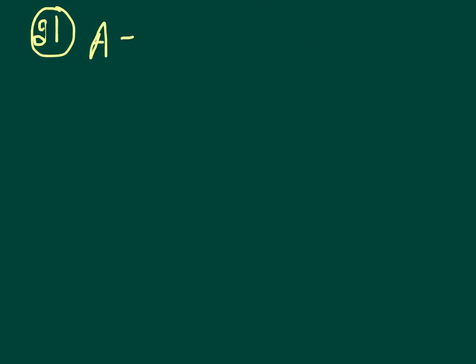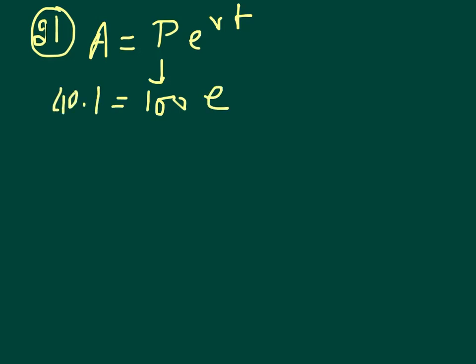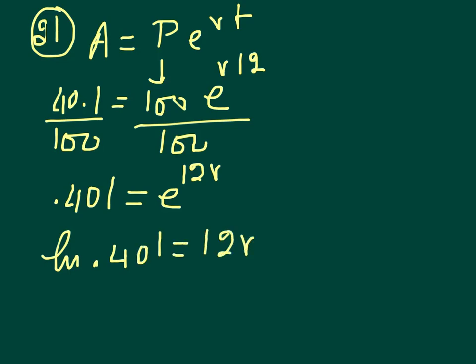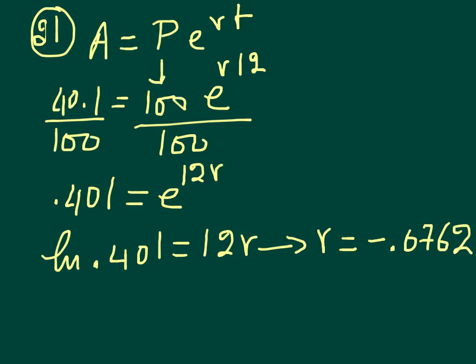21, I'm going to use the formula A equals PERT. And they told you here in number 21, you started with 100 grams and ended up with 40.1. The time it took you to go from 100 to 40.1 is 12 hours, so it's going to be r times 12. I need you to find the rate at which it's decaying, so we're going to divide by 100. And so this will be 0.401 is equal to e to the 12r. ln both sides, ln 0.401 is equal to 12r, and that means the rate at which it's decaying is going to give us negative 0.0762. It makes sense that it's negative because it's a decay.